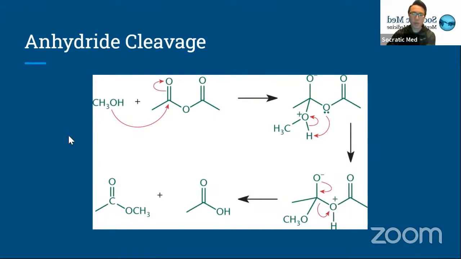So the carbonyl that was attacked by the alcohol group will form an ester, and then the other side forms a carboxylic acid. So this is anhydride cleavage. When you cut an anhydride and reform the carboxylic acid, whatever the nucleophile was will determine what the other side of the anhydride forms when it's cleaved.